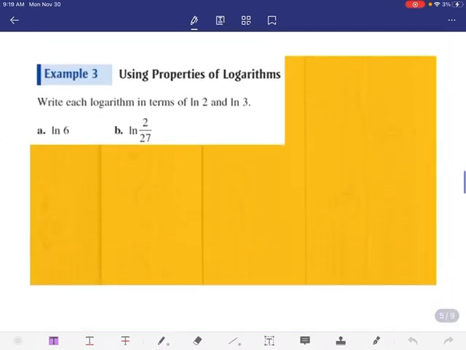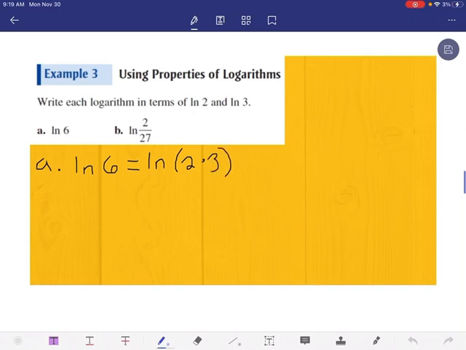So our first example says, write each logarithm in terms of the natural log of 2 and the natural log of 3. So what that's saying is, I want to use some of my properties either with multiplication, division, or with powers, and then switch that to our natural logs of 2 and 3. So on example A, I have the natural log of 6. So they give me the natural log of 2 and the natural log of 3. So I want to think, okay, what can I do to 6 to rewrite it as 2's and 3's? Hopefully we can think, okay, well, 6 is the same thing as 2 times 3.